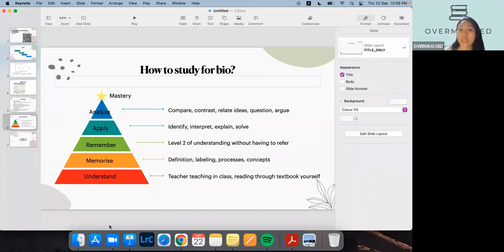Since you're all Sec 3s, I think this is a good chance for me to say this. You need to get your Sec 3 content very strong. If not, you will struggle in Sec 4. It's like a delayed gratification thing. Now you struggle a bit with your Sec 3, then your Sec 4 will be easier. That's very important.